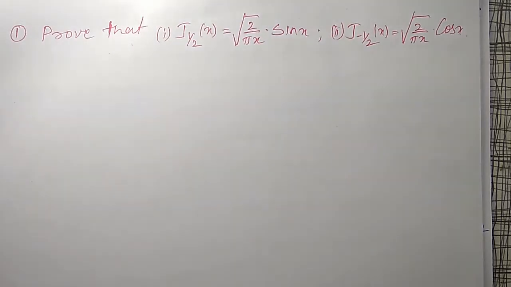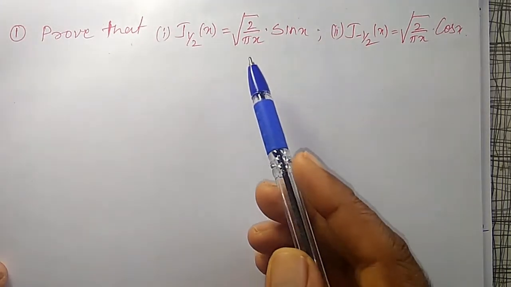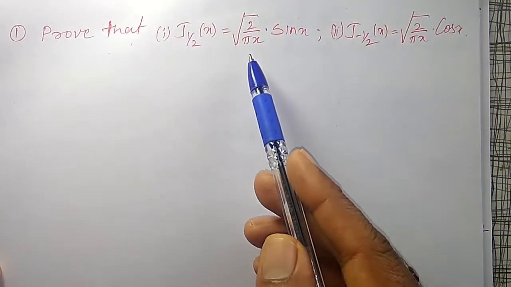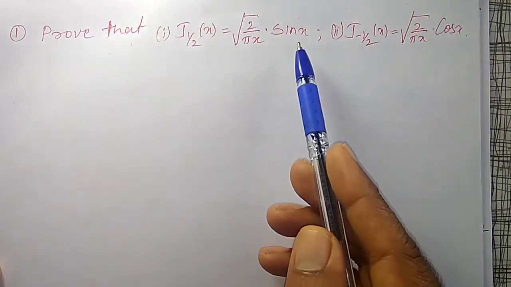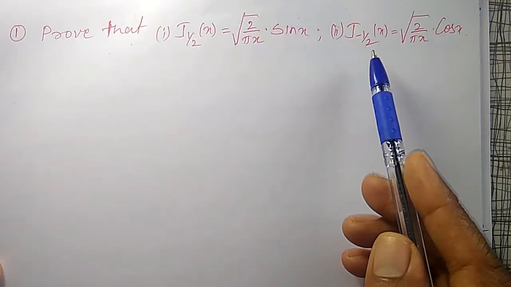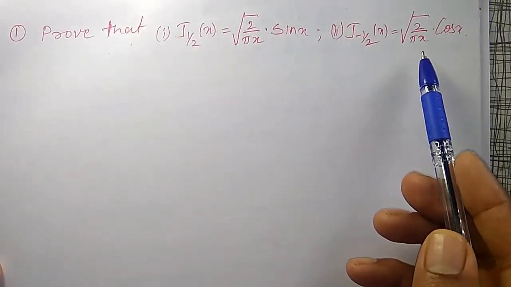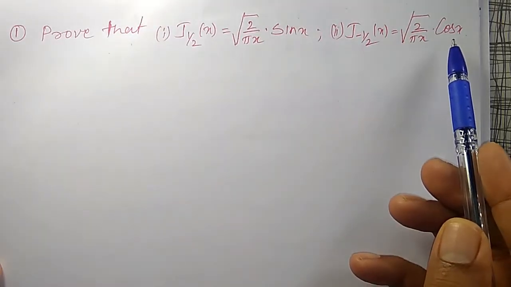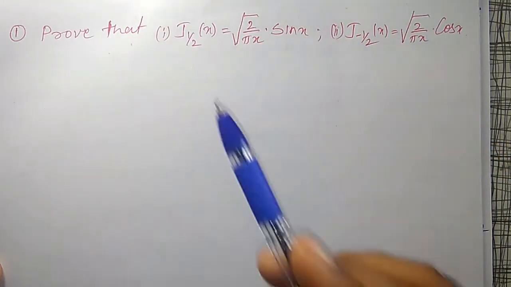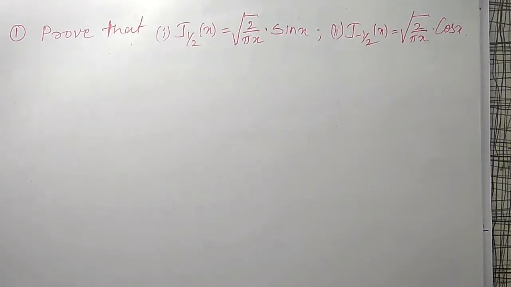Welcome friends. In this video I am going to prove J half of x is equal to square root of 2 divided by pi x into sin x, and J minus half of x is equal to square root of 2 divided by pi x into cos x. Here J is nothing but the Bessel's function of the first kind.